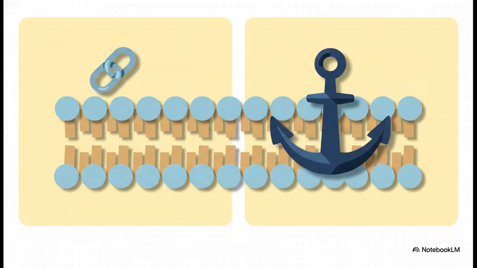But not all proteins interact with the membrane in the exact same way. We can generally group them into 2 major classes. Extrinsic or peripheral proteins are kind of like temporary visitors.